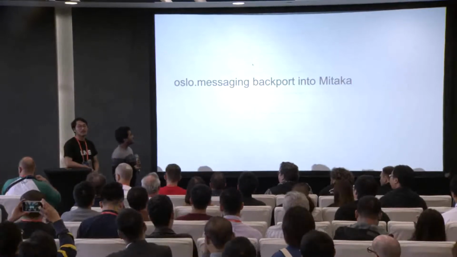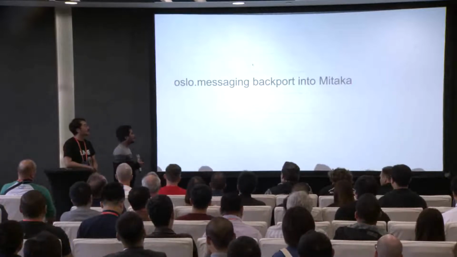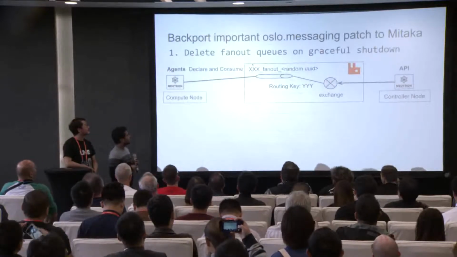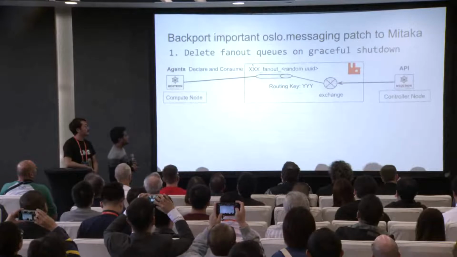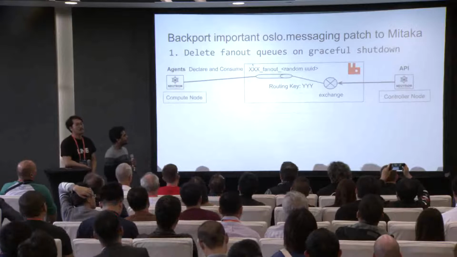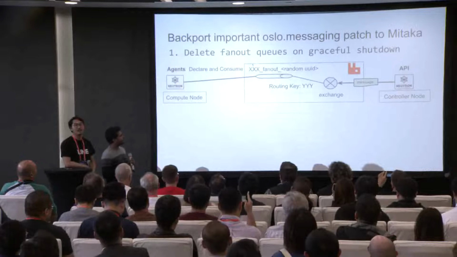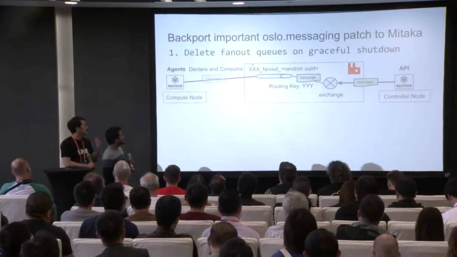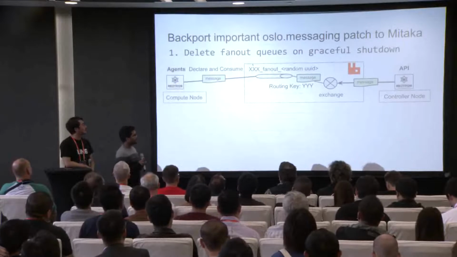We have done a couple of backports in the Mitaka version, since we use Mitaka, from the Oslo messaging library. Let's talk about one important backport that we did, which is delete fan out queues on graceful shutdown. When a producer, in this case the neutron server, sends a message, it sends it to the exchange, and depending on the routing key, it will be sent to one or more of the queues. Finally, it will be received by the neutron agents, the consumers. So this is the normal cycle.